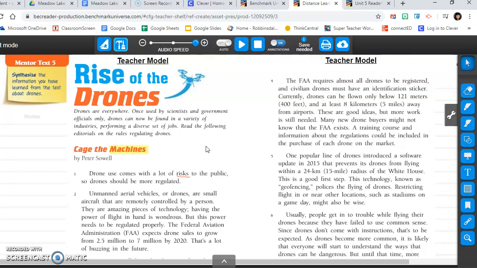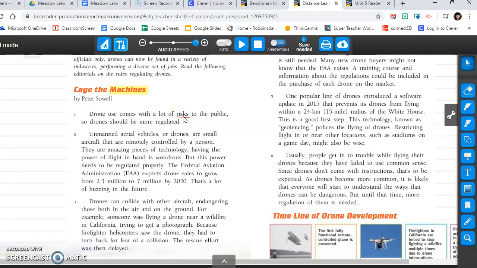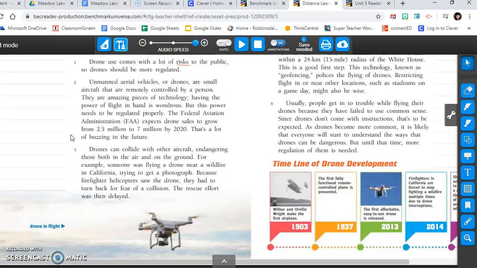So let me think. I'm going to continue reading and see if the text starts talking about what those risks or problems with drones might be. Paragraph 2. Unmanned aerial vehicles, or drones, are small aircraft that are remotely controlled by a person. They are amazing pieces of technology. Having the power of flight in hand is wondrous, but this power needs to be regulated properly. The Federal Aviation Administration, FAA, expects drone sales to grow from 2.5 million to 7 million by 2020. That's a lot of buzzing in the future. Not too much on problem and solution there. Let's move to paragraph 3.